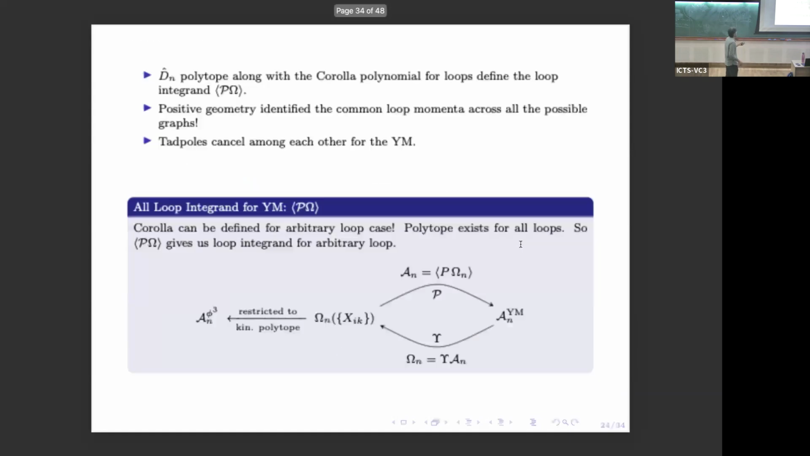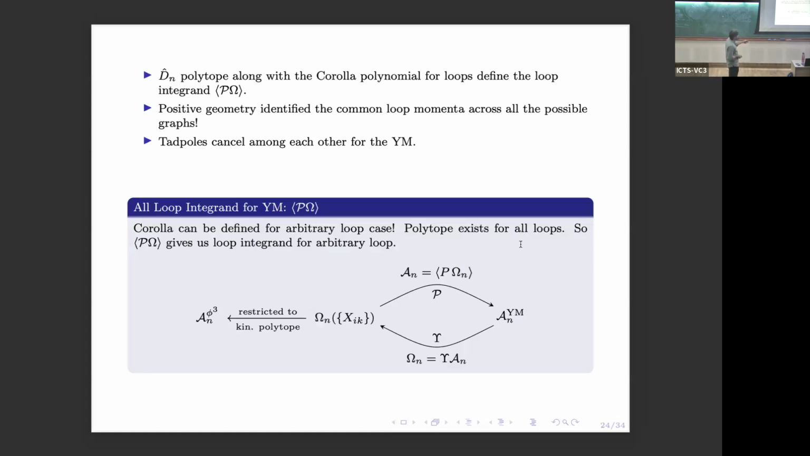So for one thing, positive geometry identifies the common loop momentum across all possible graphs. This is one issue: if you have different loop graphs, how do you say that this L and that L are the same loop momentum? Positive geometry will tell you how you can relate the two. And tadpoles cancel among each other in the Yang-Mills diagram, because phi cube will have tadpoles, and when you actually calculate these things, tadpoles will cancel. So this is the final takeaway: you start with omega, and if you restrict it to some kinematical polytope, you get A_N, the phi cube amplitudes. That is what I did here.